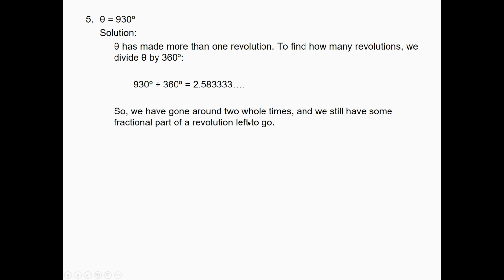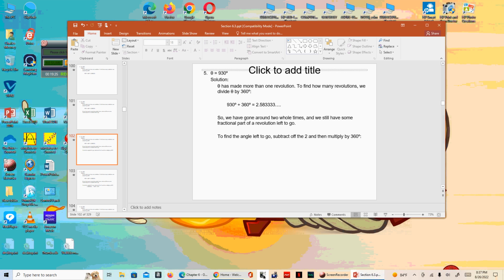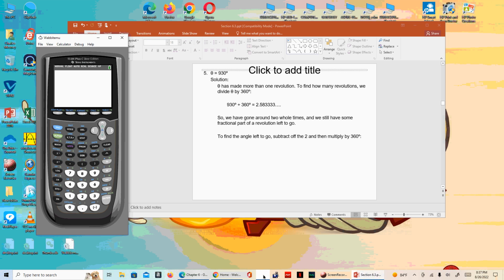So we've gone around 2 times, and we still have some fractional part of the revolution left to go. We have to figure out how many degrees are in this fractional part. So we're going to multiply this .583333 forever by 360. Remember, there are 360 degrees in one revolution. So again, I did it in the calculator so you can see what I actually did here. You understand what I'm saying?